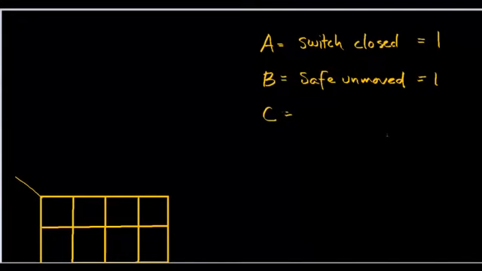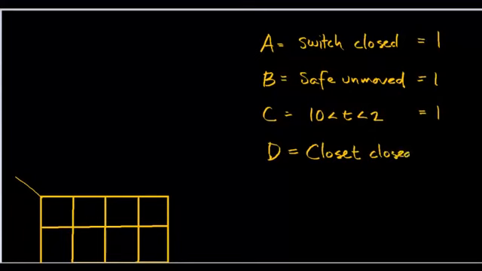We have C, which is a clock, and as long as the time is between 10 and 2, normal bank hours, then the clock is set to 1. And finally, we have D, which is a closet door being closed or open. And if the closet door is closed, then our logic is set to 1.